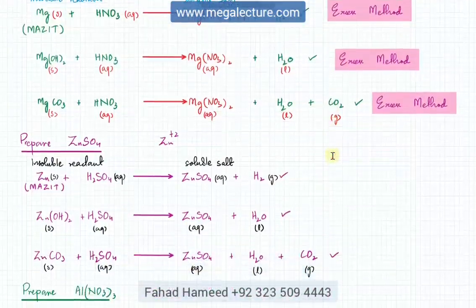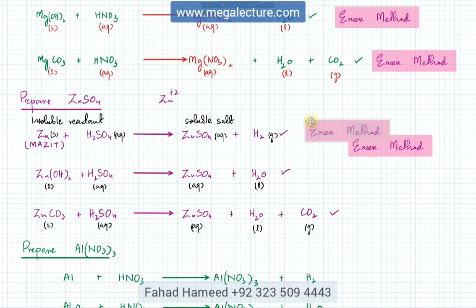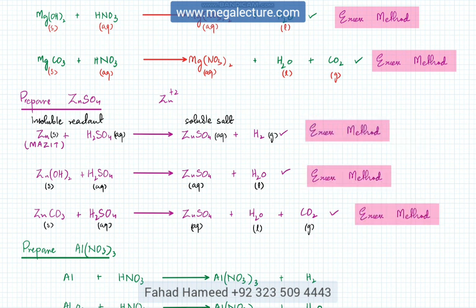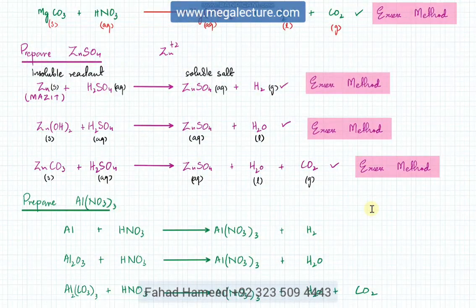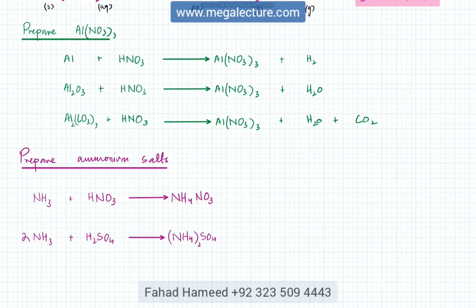So for each case, I'm going to label the methods for them. For each one, it's going to be the excess method. And again, I'm just stressing, we're not writing the method at the moment. So I'm going to do the last couple of things as well.